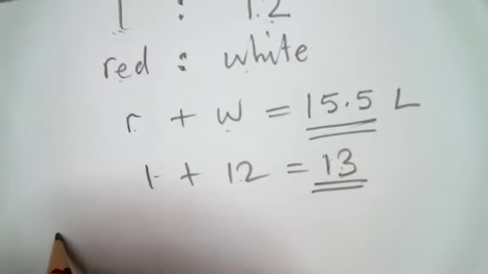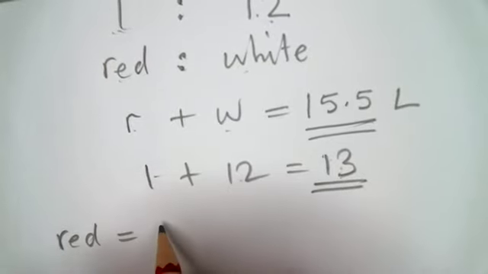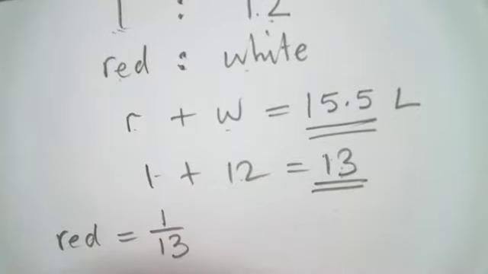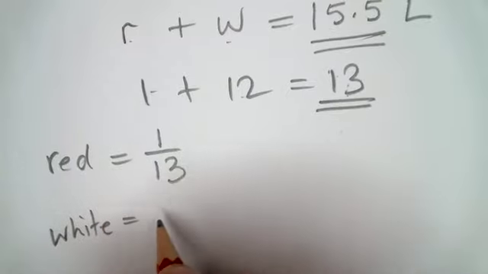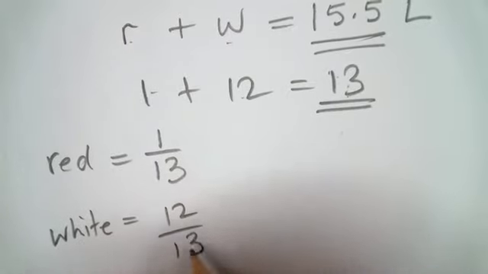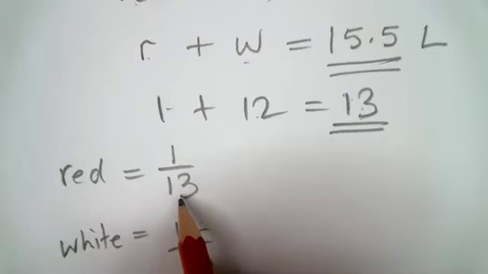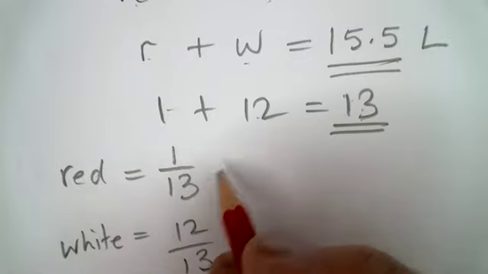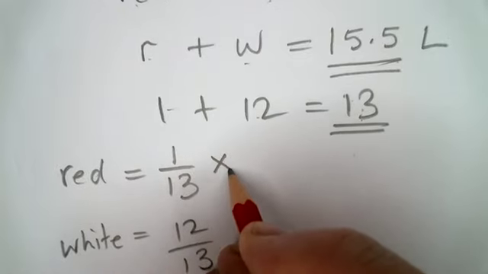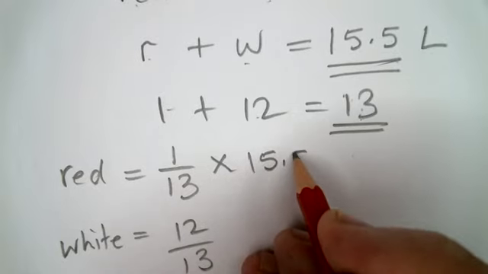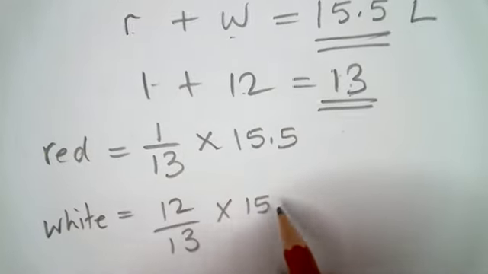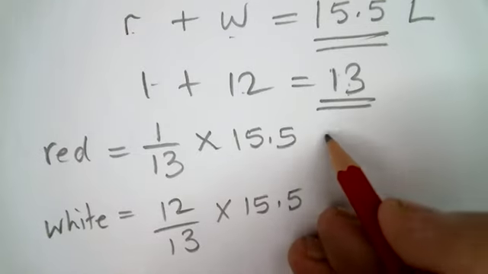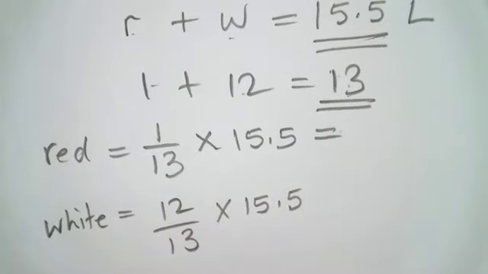So red is equal to 1 out of 13, and white is equal to 12 out of the 13. Well, 1/13 of what? 1/13 of, and I'm going to use times for of, 15.5. And 12/13 of what? Well, 12/13 of 15.5 litres. Now it wants the answer to the nearest 1 dp, so let's go ahead and do that.